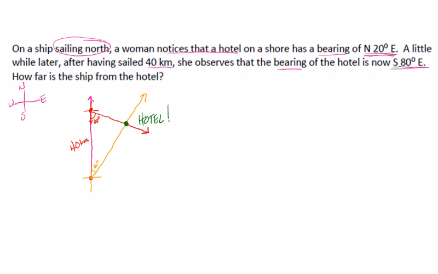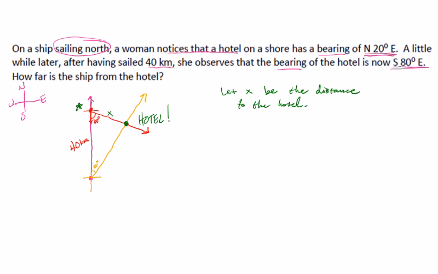Okay, but once you have that, we can define a variable. What are we trying to find? How far is the ship from the hotel? So the ship is here now, right? So how far is the ship to the hotel? That would be this guy, x. So let x be the distance to the hotel.